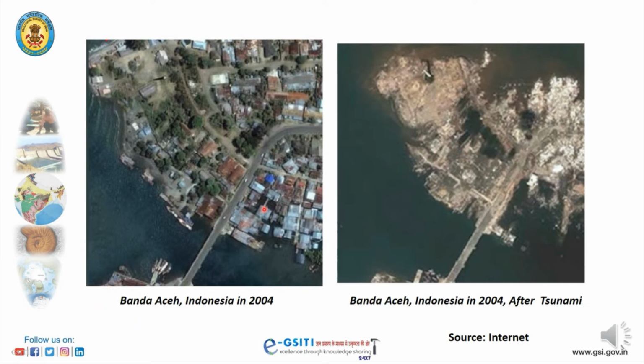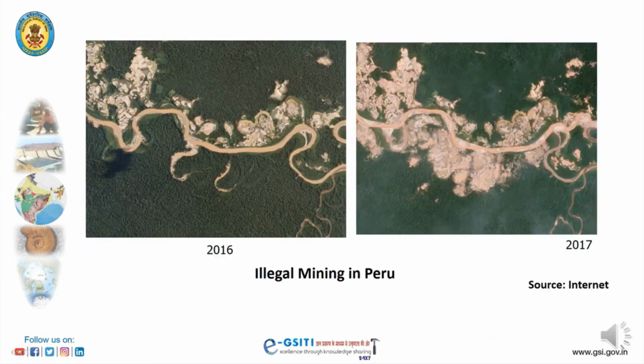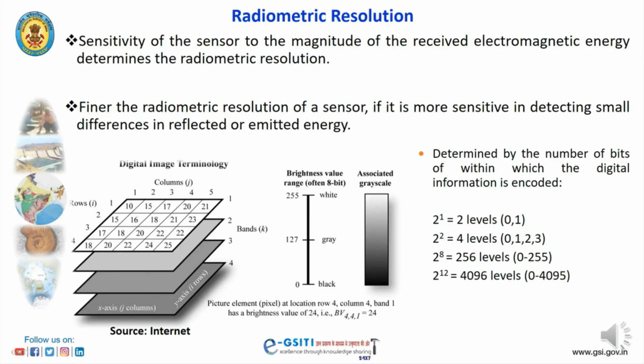Temporal resolution is very important when we want to see some changes in the area. This imagery is of the year 2004. Before the tsunami, we can see the area, how it's looking, and after the tsunami, the whole area is devastated. So such kind of studies can be done with the help of temporal data. This is another example. For illegal mining, this area was monitored, and we can see in 2016 this area was like this. The same area in 2016 we can see here. So whatever changes are here we can see.